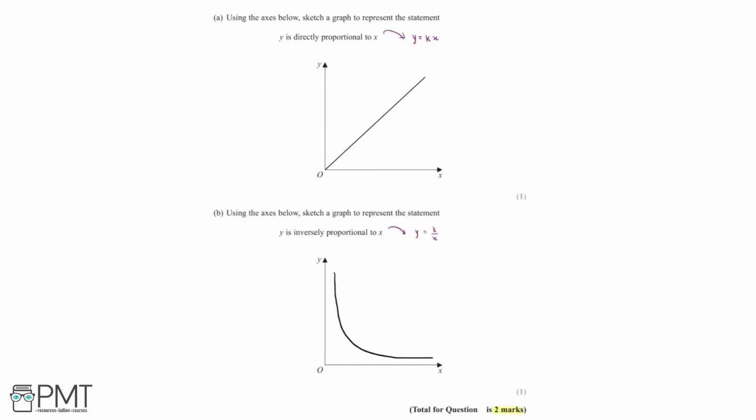Now this question is worth 2 marks. We get the first mark in part A for correctly sketching a graph to represent the statement y equals kx, which is a straight line graph through the origin. And we get the second mark in part B for sketching a graph which represents the statement y is inversely proportional to x. And so we've now achieved the full 2 marks needed in this question.